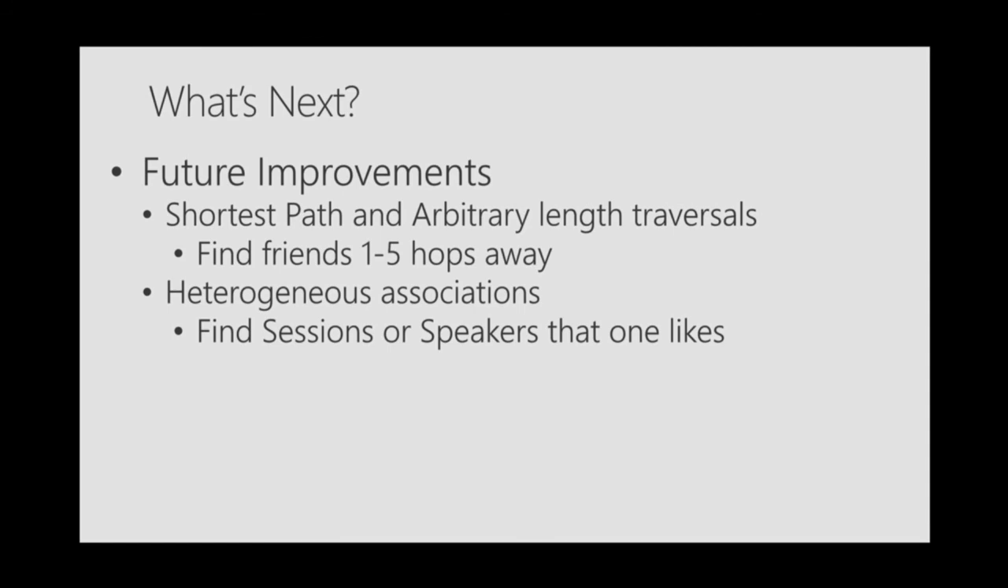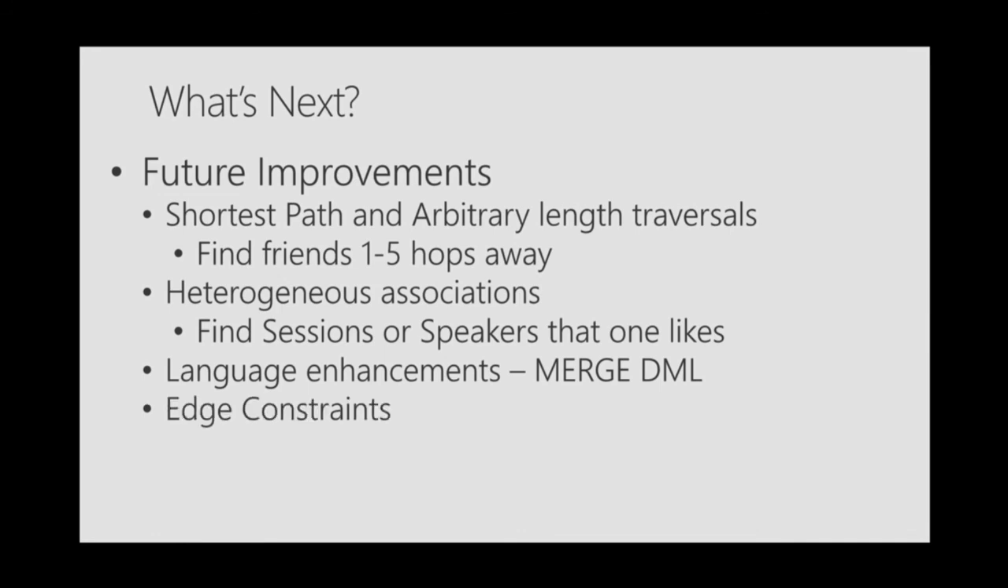Language enhancements: we're adding the ability to use node and edge tables within merge DML. And edge constraints. This is where you can limit the number of nodes that an edge will address. So you may have an edge that you only want applied to certain types of nodes. So Mary's would be another person, not the dog, right? Silly example, but this is what that technology does.